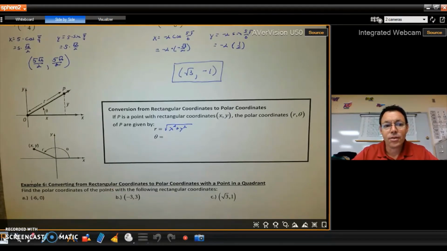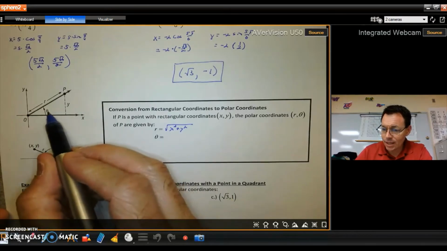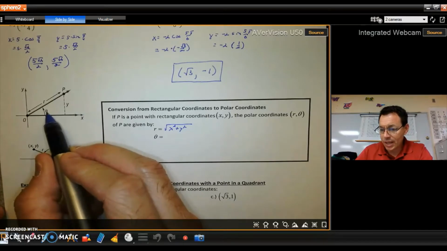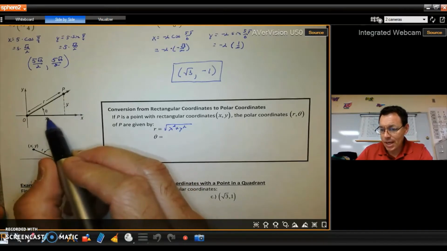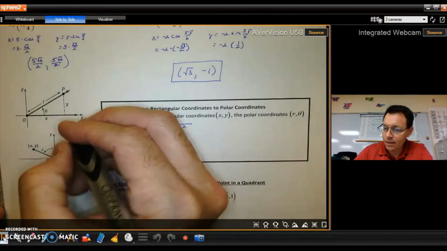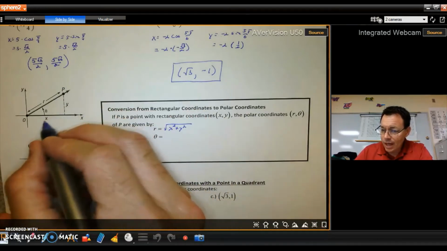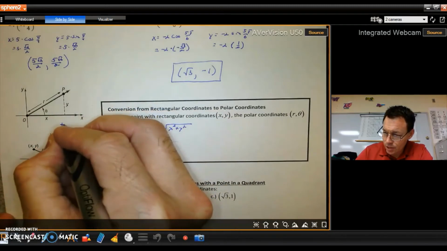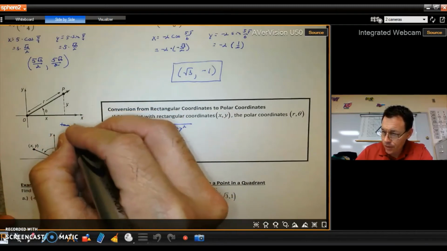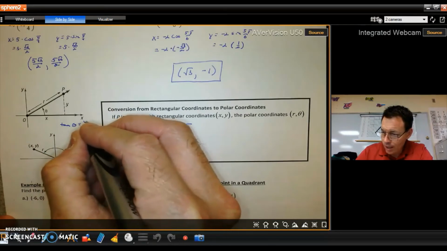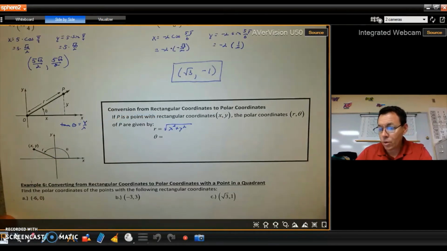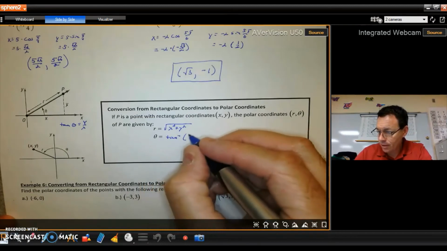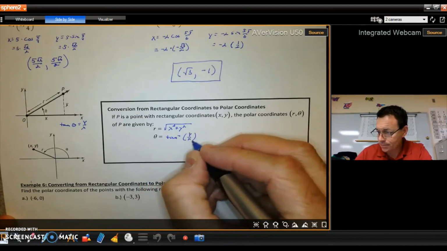Okay? Now, theta. What's theta in regards to x and y? Well, here's my angle. Y is the opposite side. X is the adjacent side. So the sides that we're given are going to be a tangent situation. So the tangent of theta is y over x. Or theta would be the inverse tangent of y over x.